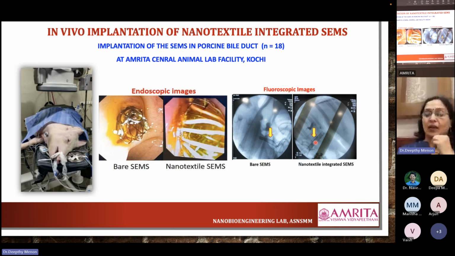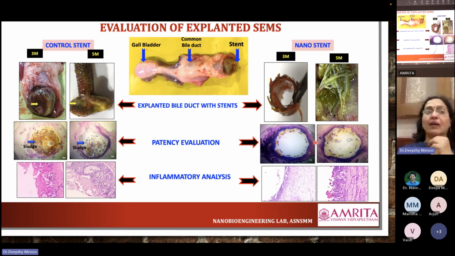We did a lot of studies. We actually looked at how it behaved as a function of time. So we explanted, so you can see the SEMS sitting here. This is a bile duct and this is a gallbladder. Now look at the control stent, which is the normal stent. This is actually what happens in humans also. As a function of time, the stent completely gets blocked. See that? 3 months, 5 months. Both at 3 months and 5 months, there is totally a fibrous deposition within the stent. You can see they call it sludge. Inflammation was also pretty high as obtained from histology.